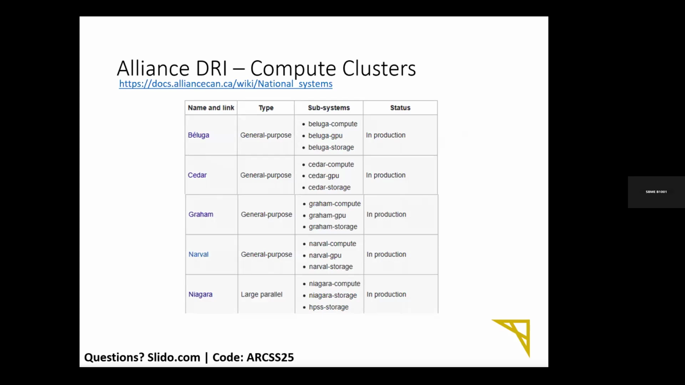The number of systems is actually increasing. This list will probably change at the end of July as the new systems come online and some of the old systems are taken offline, although some will be kept around for a little bit just to ease the transition. So I'll just read this list off. These are all the general purpose computing. You can see at the end, there's something called large parallel. I'll get into that in a second.